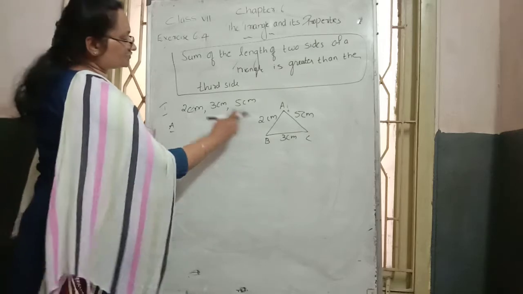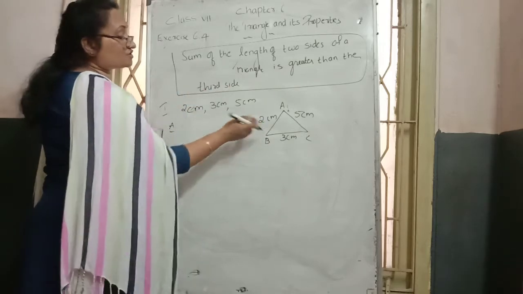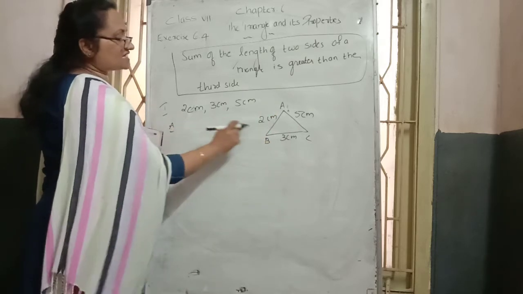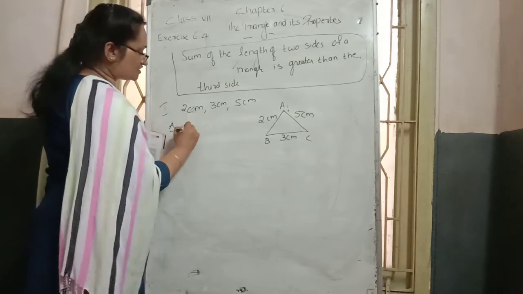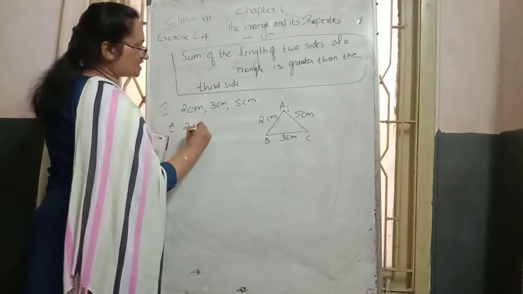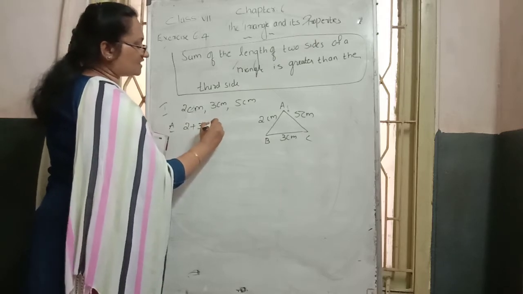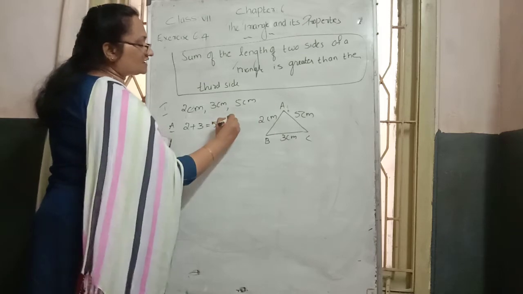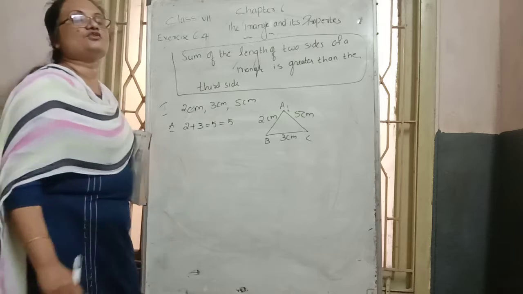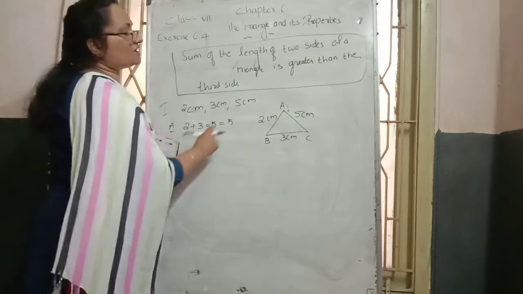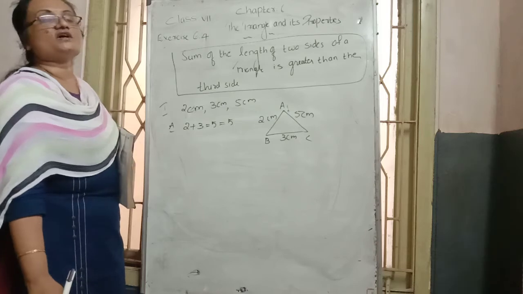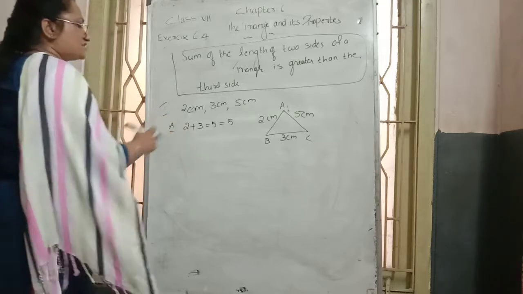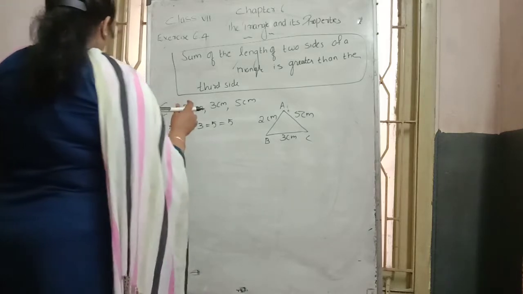How to check? The same rule says the sum of any two sides. So we can add the AB side and the BC side. AB is 2, BC is 3. 2 plus 3 becomes 5. The sum is equal to 5, and the third side is also 5. These two numbers add to 5 and the third side measurement is also 5. That's why we can say it is impossible to get a triangle. The question asks whether it is possible to have a triangle.